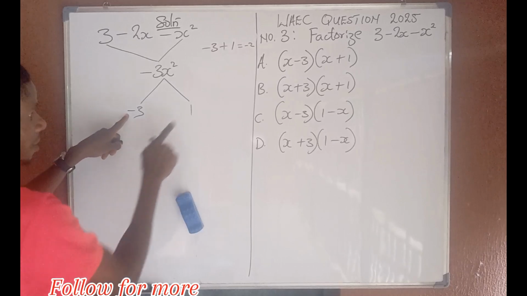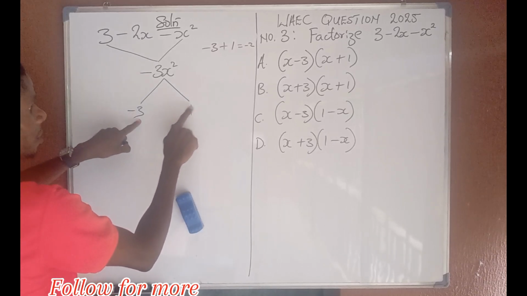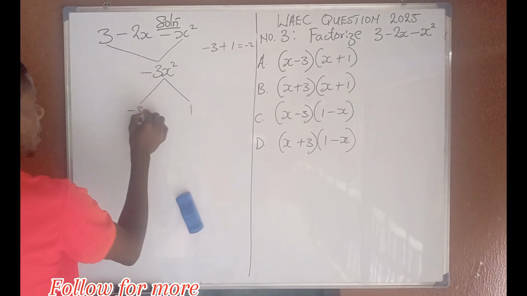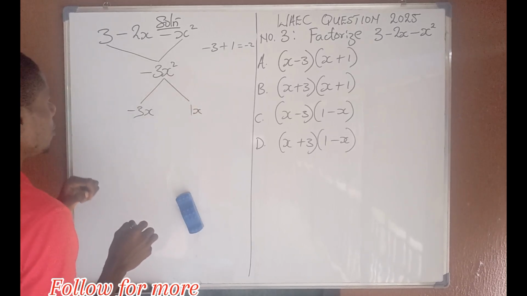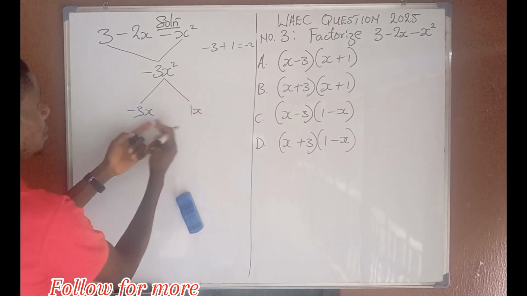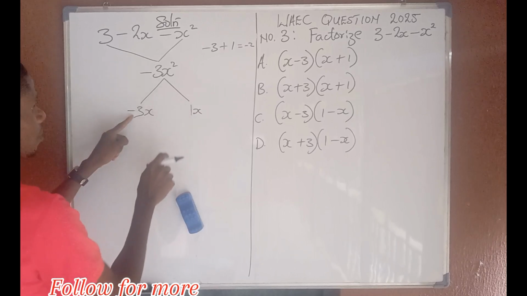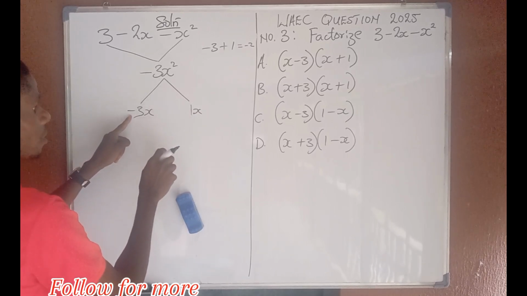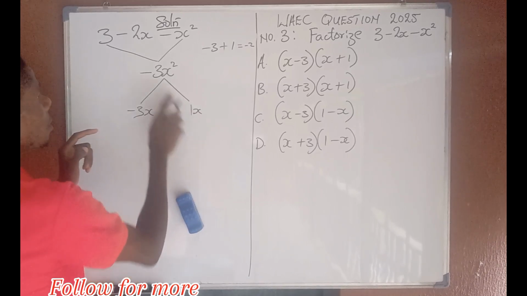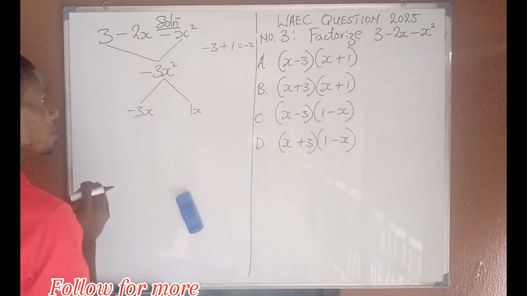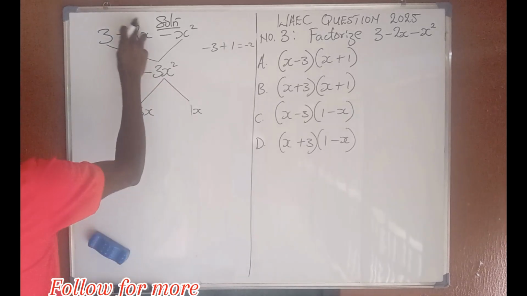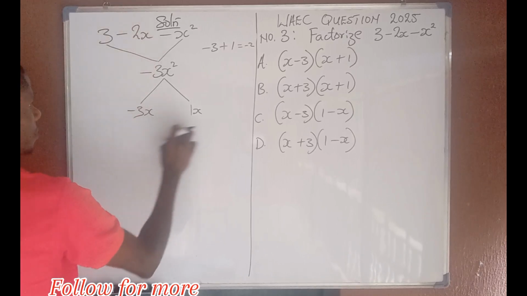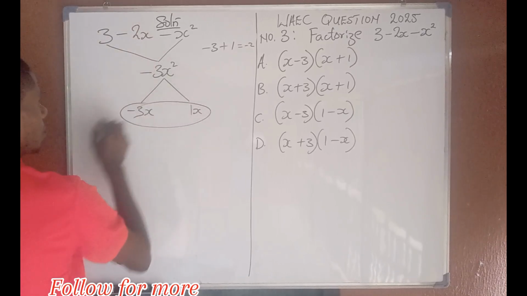So minus times plus is minus. 3 times 1 is 3. If I add x here, x times x will give me x squared. And then if I add the 2 again, here is plus, here is minus. So minus 3 plus 1 will give me minus 2. All right, so these are the factors for this and this. Let's now replace this middle one with this.